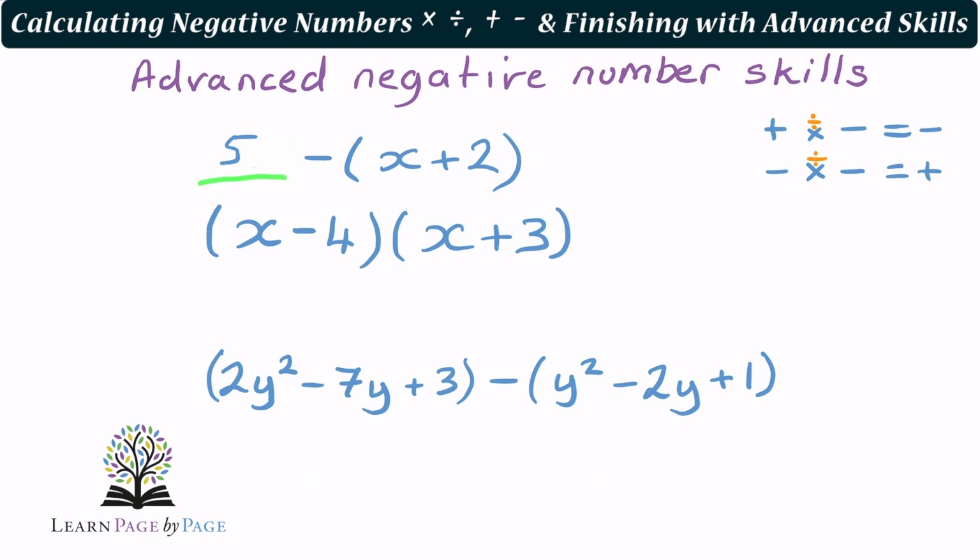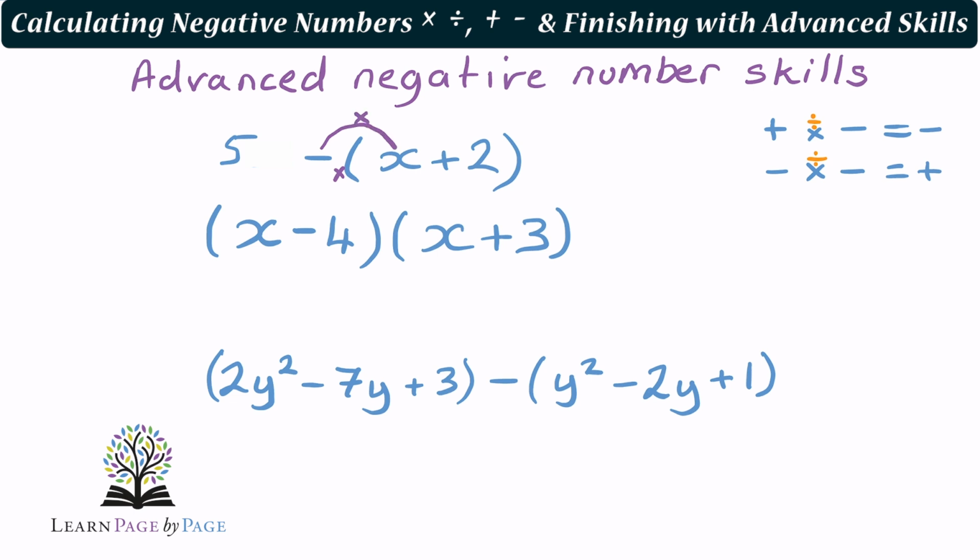We have +5, we have a negative, and then we have a bracket with x plus 2. Now we can't add that x and 2. If you're doing algebra, you would know that they have to stay separate from each other. But what does this negative and this bracket say? Well, what we've learnt before, we know that there is an invisible multiplication sign there. So this is telling us to multiply everything in this bracket by the negative sign.